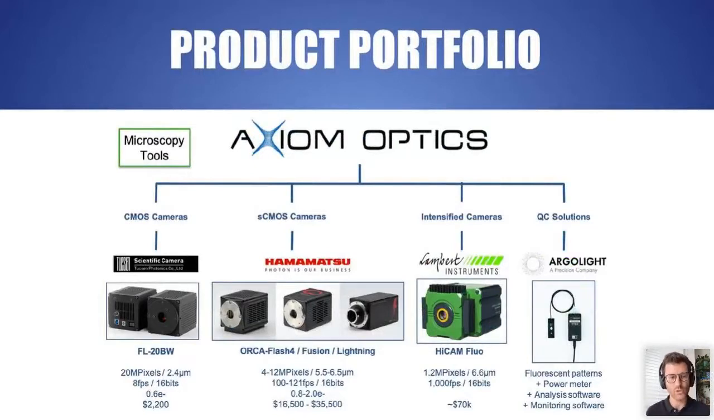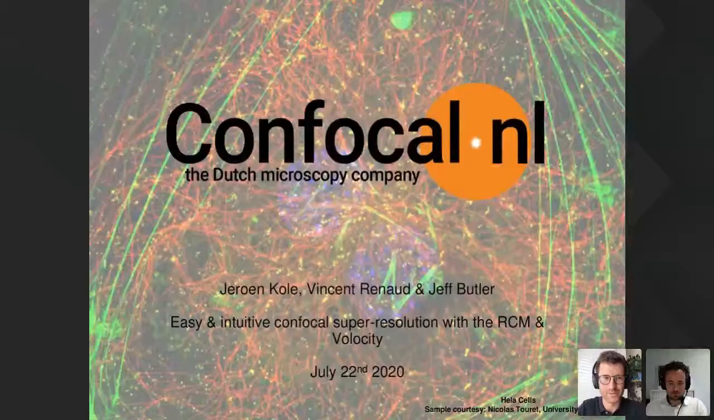Besides those add-on systems, we also have a wide variety of cameras from the Tuxen camera, a 20 megapixel CMOS camera with very low noise and actually very affordable, $2,200 USD, to more high-end sCMOS cameras from Hamamatsu, the Orca Flash, the Fusion or the Lightning for applications that require more speed. And for applications that require even more speed, we offer the iCam Fluo camera from Lambert Instrument, which in the first generation goes at 1.2 megapixel at 1,000 frames per second. And the second generation goes basically twice as fast for almost twice the field of view. And we also offer the ArgoLite solution for quality control of your fluorescence microscopes. With that said, I'll give the hand to Jeroen, who's going to present Confocal NL and the Rescan Confocal Microscope.